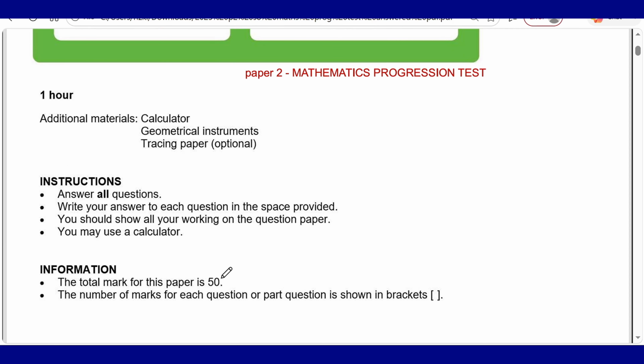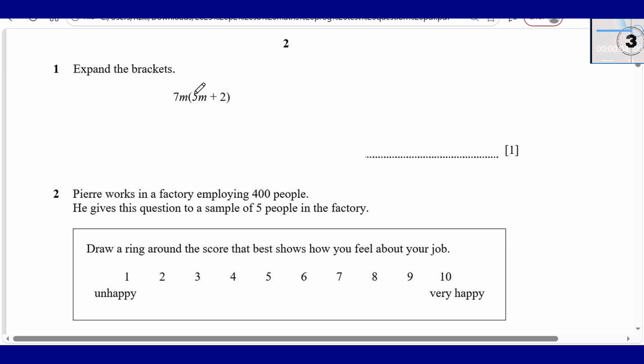Okay, let's get started. So guys, number 1: expand the brackets. 7m in bracket 5m plus 2. We'll reveal the answer when the timer returns to 0. Okay, let's check it out. You may pause the video if you need some more time.